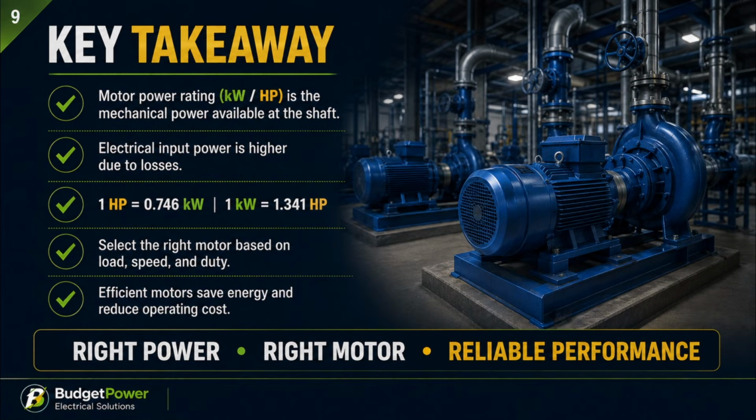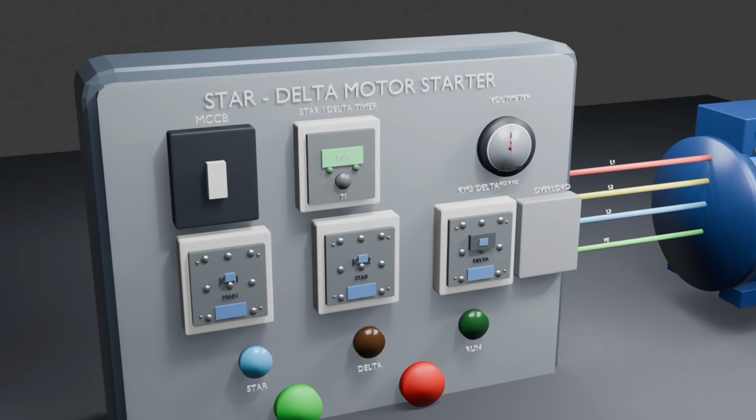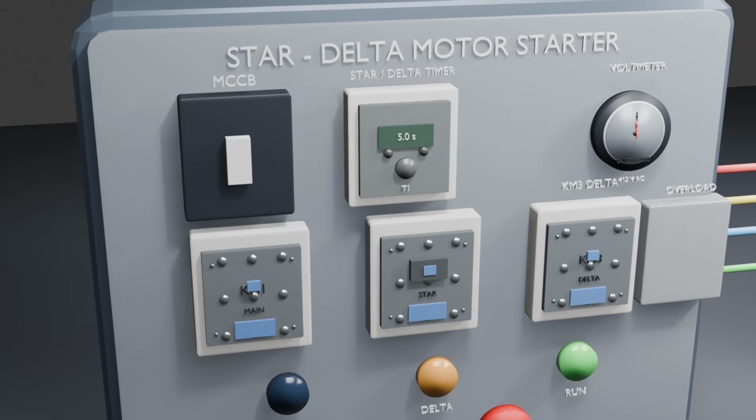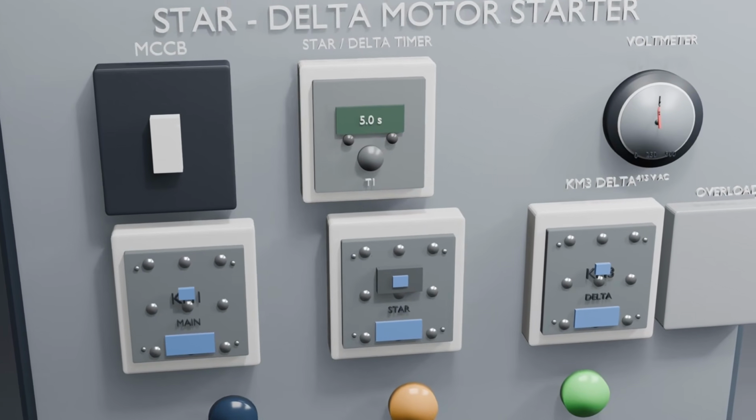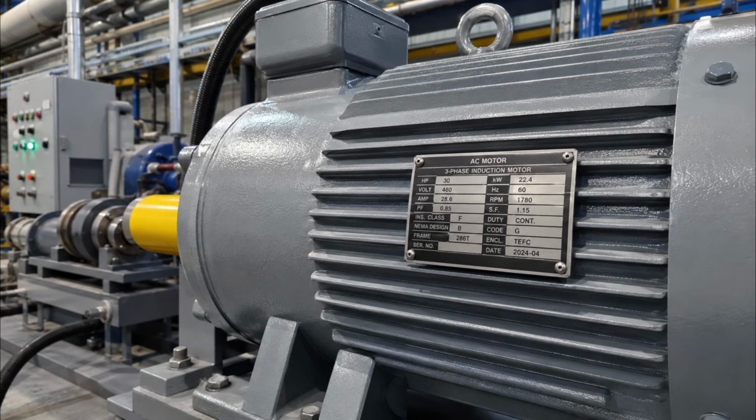The main point to remember is this. When we say motor power rating in kW or HP, we are normally referring to the motor's rated mechanical output power available at the shaft. The electrical input power will be higher because the motor has losses. Also remember the basic conversion. 1 horsepower equals approximately 0.746 kilowatts. And in real applications, always select the motor according to the required load, speed, and duty, not simply by choosing a larger motor.